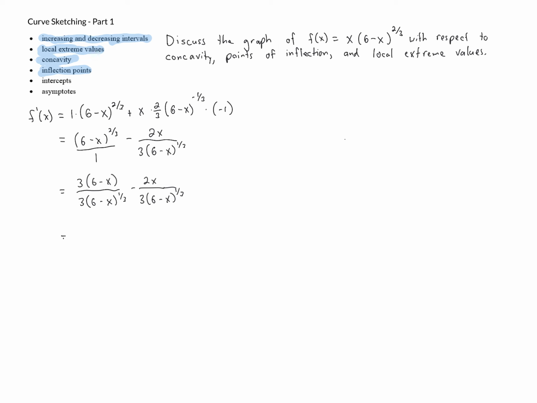And then we can combine these into one fraction with that same denominator. And I'm going to just do the numerator in my head. 3 times (6 minus x) is 18 minus 3x, and then minus another 2x. That is going to be 18 minus 5x. So this is what we get when we take the first derivative. And we're going to have a couple of critical numbers. The derivative is undefined when x is 6. So we're going to have a critical number at x equals 6.